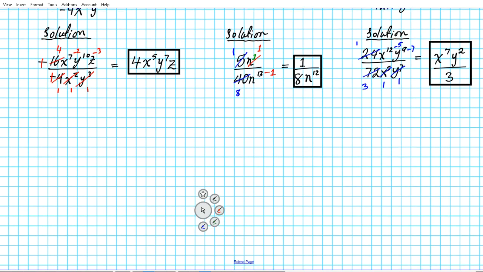All right, let's take a look at number 11. Number 11 is as follows. What if we were to simplify 28x to the 4th power divided by 2, the quantity 2x to the 7 raised to the second power.